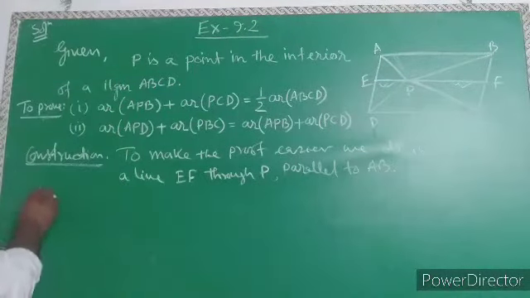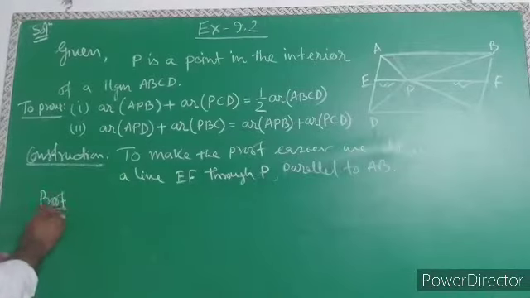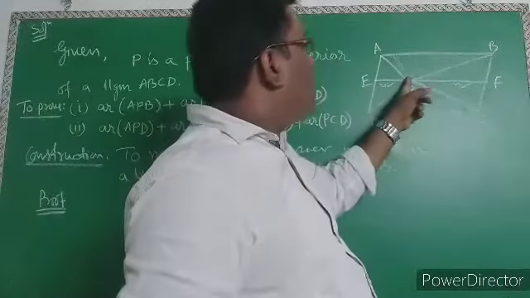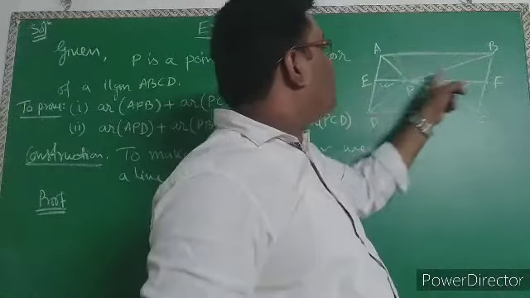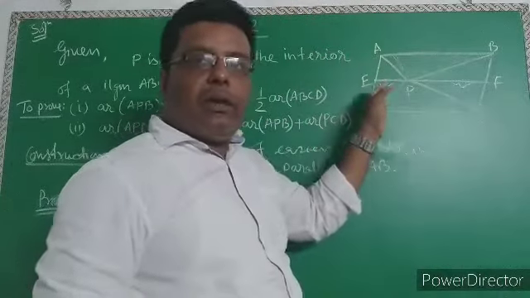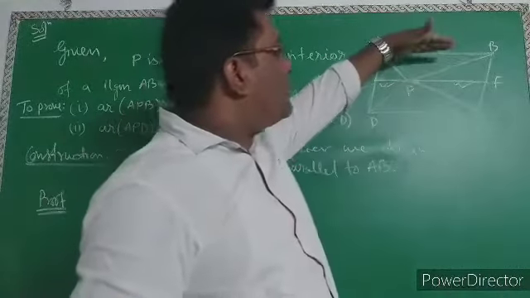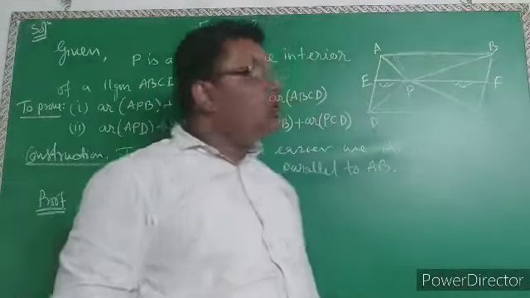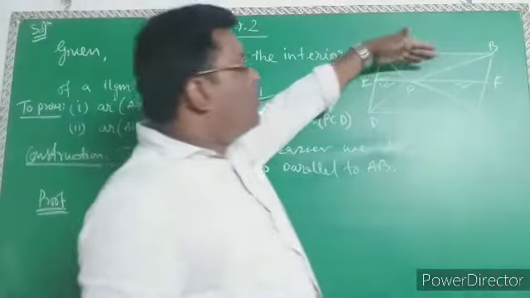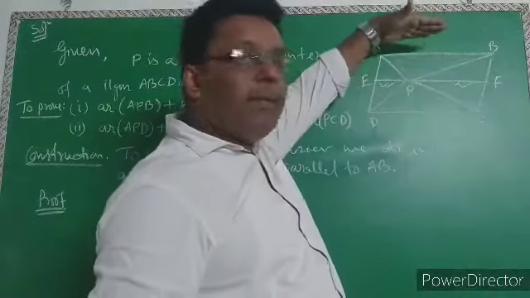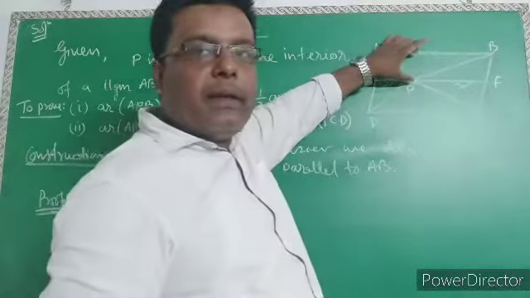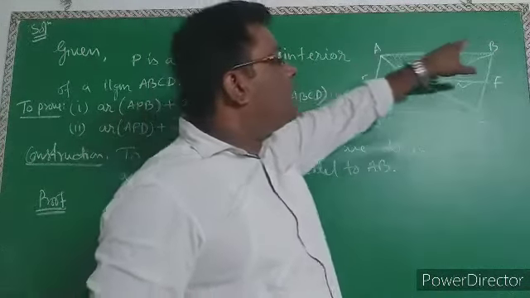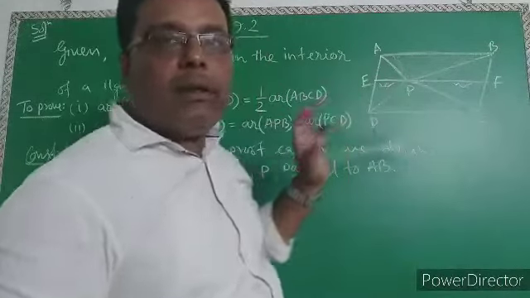Now see, in the proof part, see this triangle ABP and the parallelogram ABFE. So ABFE is obviously a parallelogram because AB is parallel to EF and AE is parallel to BF. So both this parallelogram and triangle have the same base AB and lie between the same parallels. Therefore, area of this triangle APB is equal to half of the area of ABFE. Now we will write it.